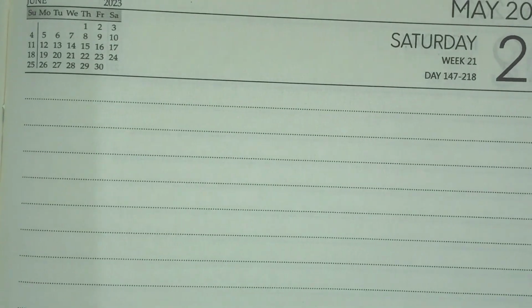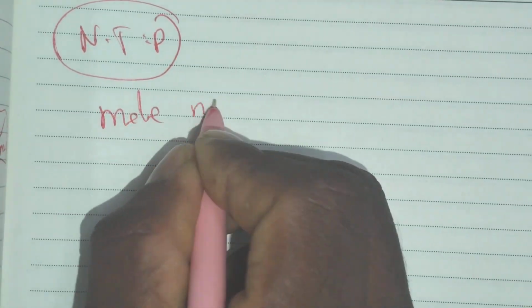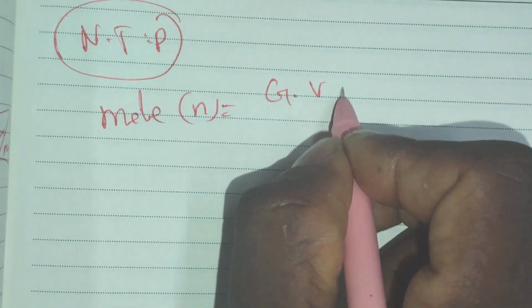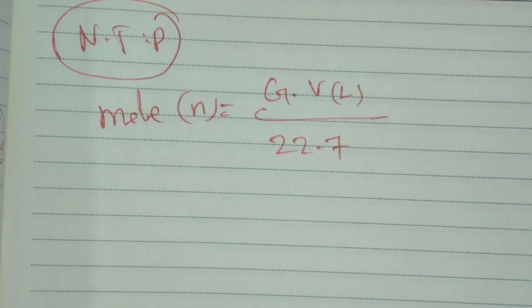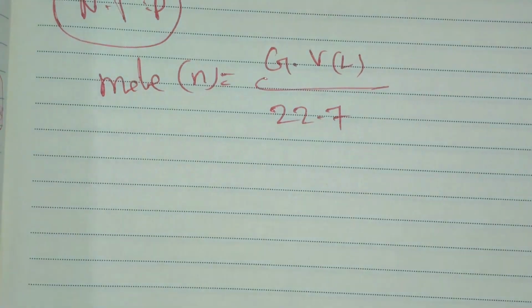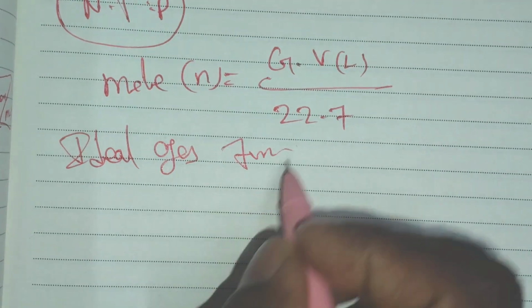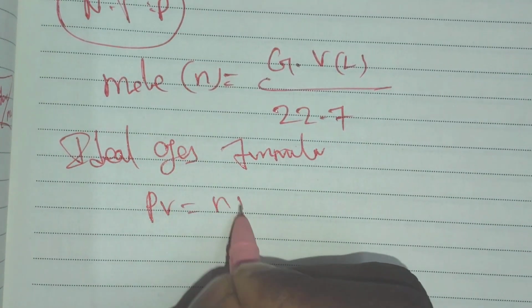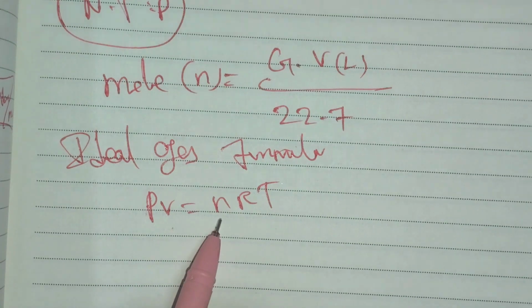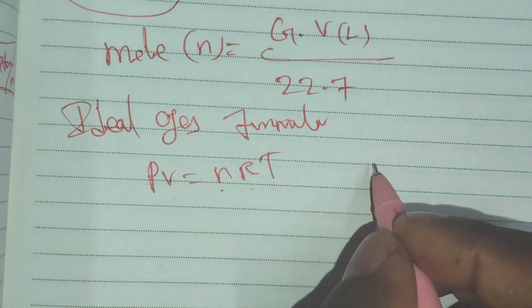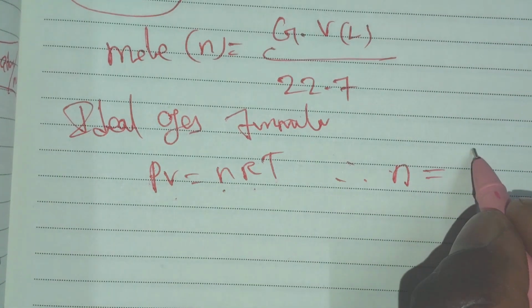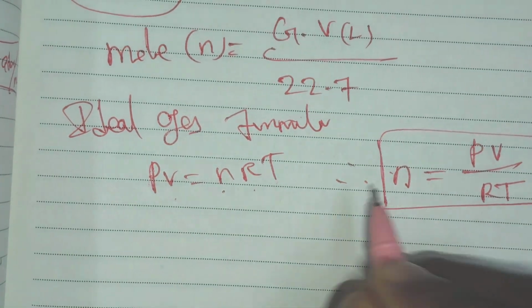Next, the mole at STP and NTP conditions. At NTP condition, the mole n is equal to given volume in liters divided by 22.7. This is one of the formulas. If the ideal gas equation is given, we know the ideal gas equation is PV equals nRT. Here P is the pressure, V is the volume, n is the number of moles, R is the gas constant, and T is the temperature. From this formula, the number of moles is equal to PV divided by RT. So this is one of the formulas.